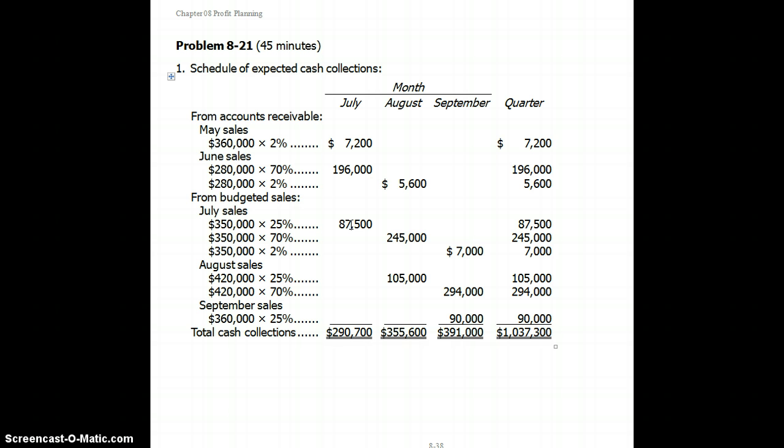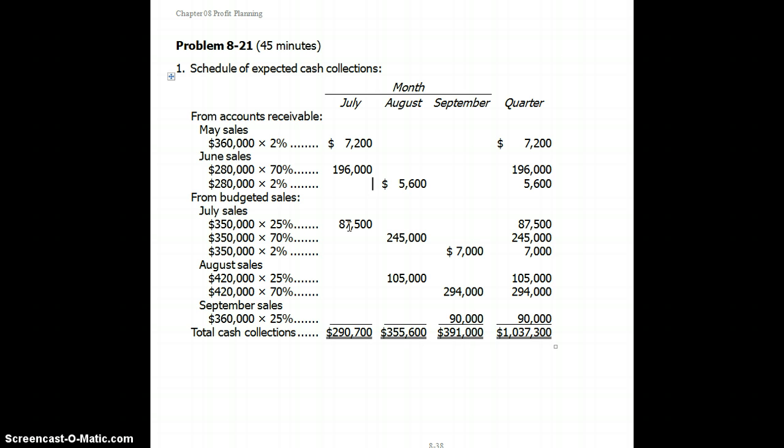For the month of June, which is the month prior, when sales were derived in June, 25% of them were collected in June, and the next 70% were collected in July. 70% of $280,000, $196,000. So all told, when you look at the cash collections for the month of July, you have those from May, June, and July totaling $290,700.